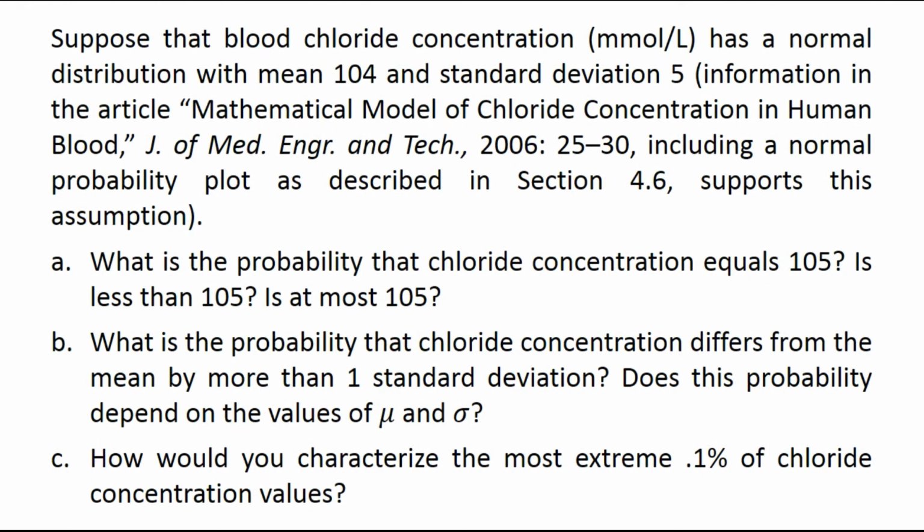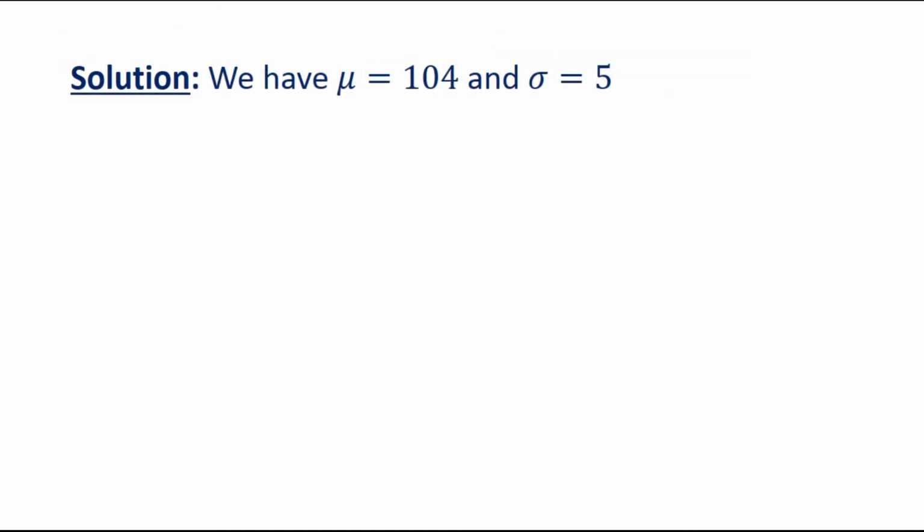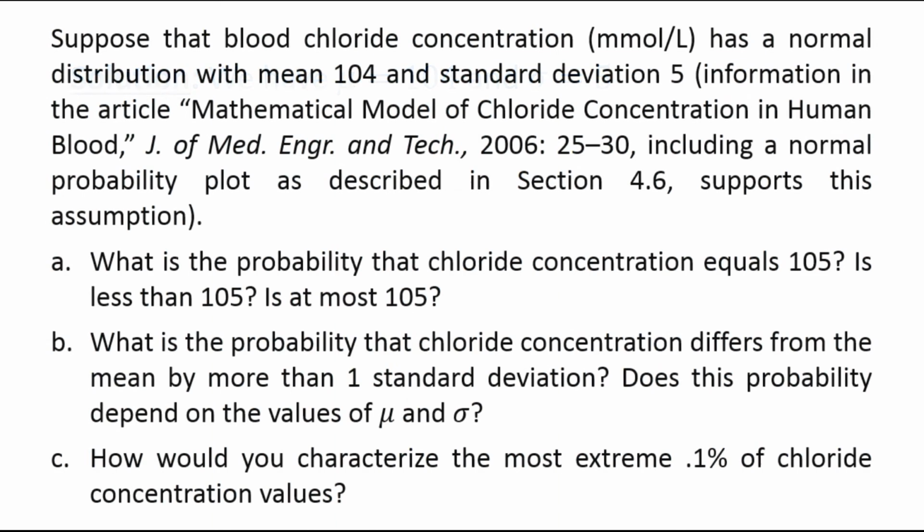Next question. So the relevant information in this question is that it is normal distribution. Mean value is given as 104 and standard deviation is 5. So we can write this relevant information in this form. First part is, what is the probability that chloride concentration equals 105, is less than 105, and is at most 105.